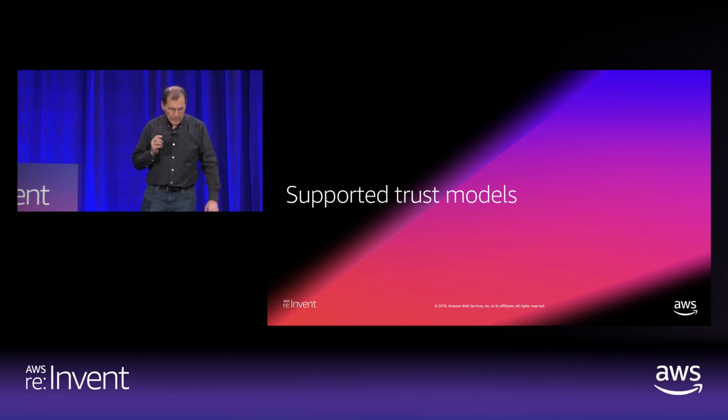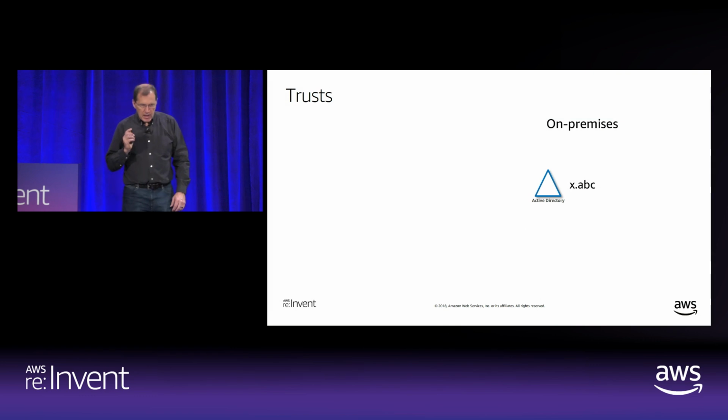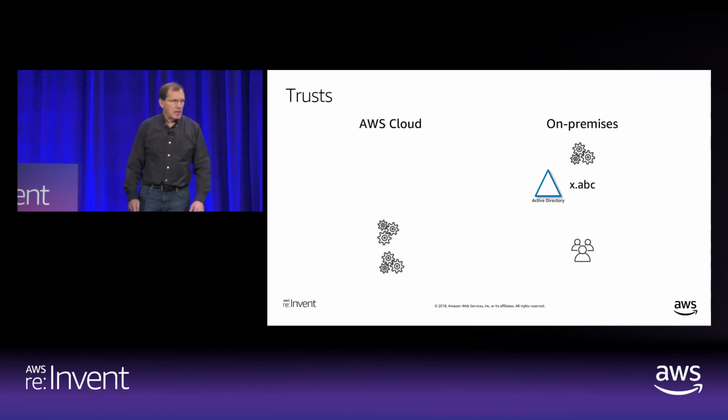So let's talk about how the trust models would work. Suppose you have your on-premises directory, you've got your users and some workloads there. You want to put some workloads up in the cloud.